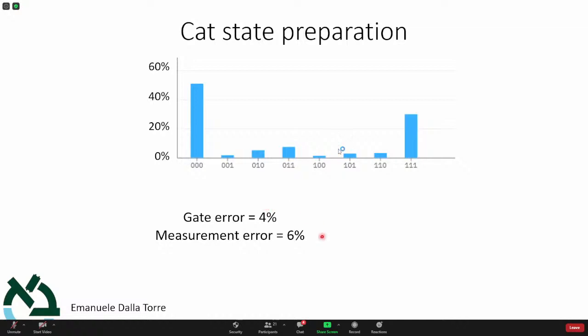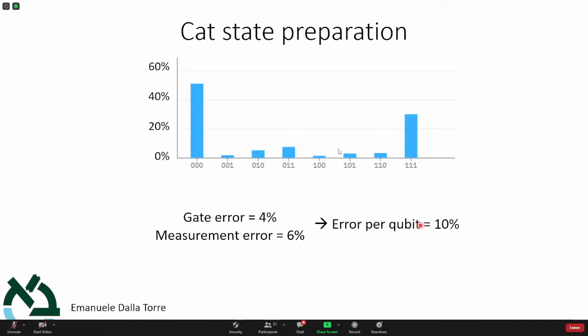So the thumb rule goes as follows. We have seen that you have a gate error of 40%, a measurement error of 6%. That means that it's about 10% per qubit. So let's assume, just take the number of gates as the number of qubits. This is the simplest thumb rule you can build.